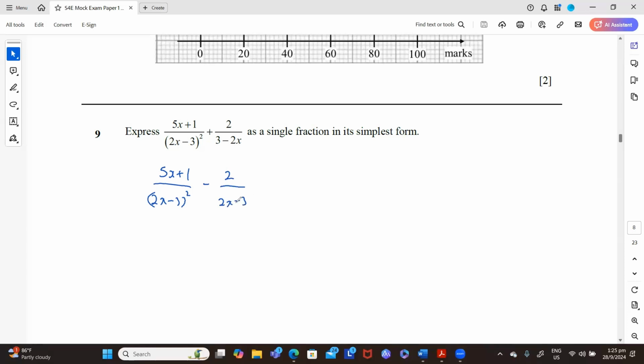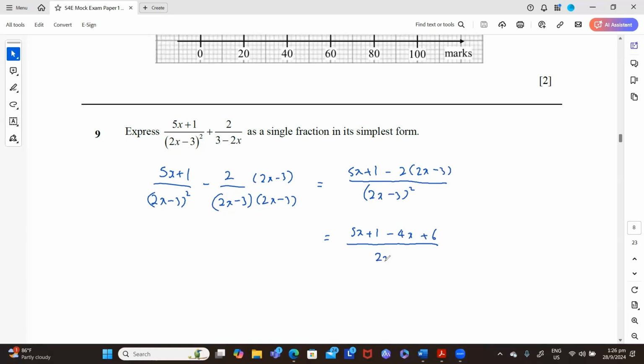Okay, make the denominator the same. So multiply 2x minus 3, multiply 2x minus 3. So this is 5x plus 1 minus 2 bracket 2x minus 3 over 2x minus 3 squared. So it's 5x plus 1 minus 4x plus 6. So this is x plus 7 over 2x minus 3 squared.